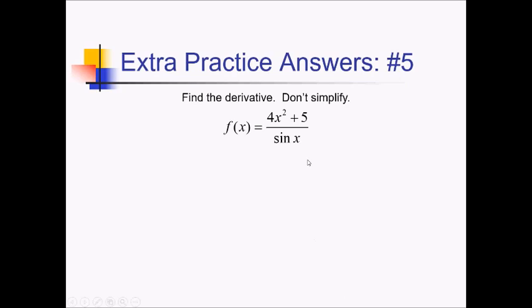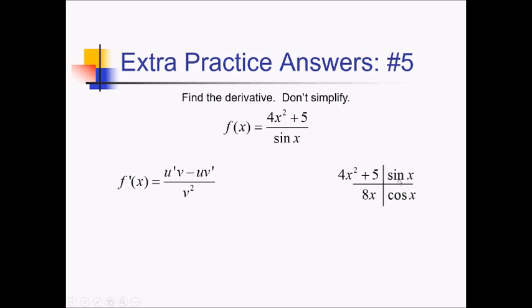To take the derivative of this one, we need the quotient rule. So we've got u prime v minus uv prime over v squared. So using our box and ribbon, we've got our numerator, 4x squared plus 5, and our denominator, sine of x, and their derivatives, which are 8x and cosine of x.